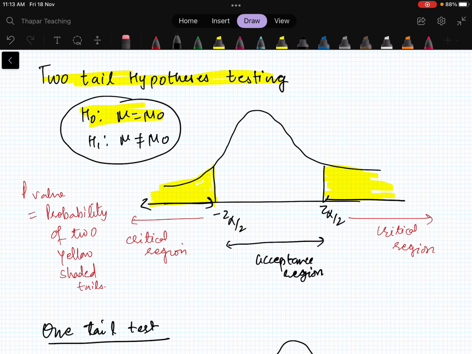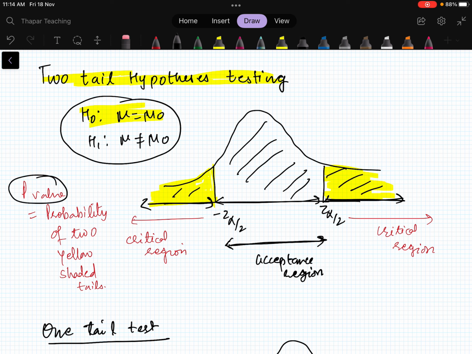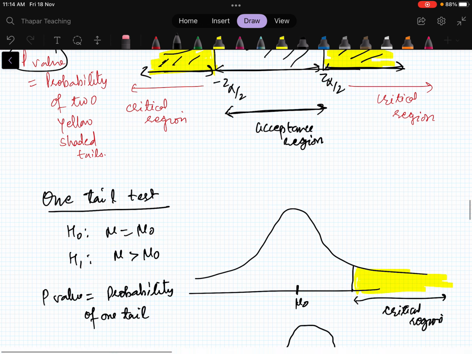This forms your critical region, where you will reject your null hypothesis, and here you will accept your null hypothesis. This is your acceptance region. This interval is your acceptance interval. So here the p value is the probability of these two tails. That is why this is called a two-tail test. But we can also have a situation like this.